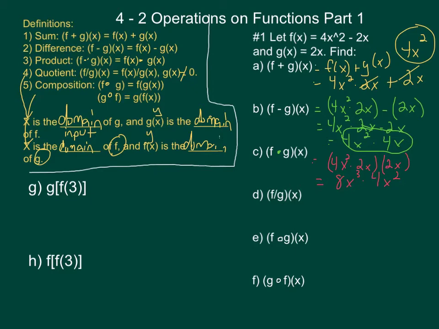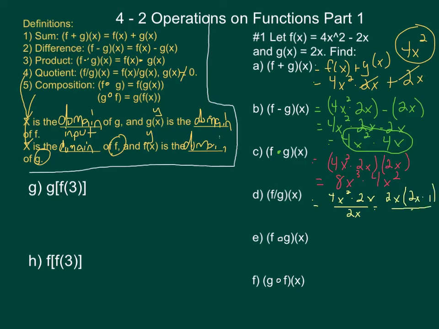Let's go back to yellow. This says take f over g. So that means take the top function, 4x squared minus 2x, divided by the bottom function, 2x. Now you should always factor here if possible. Let's see here. That means the top you can pull out a GCF. You can pull out 2x. That leaves you with 2x minus 1.